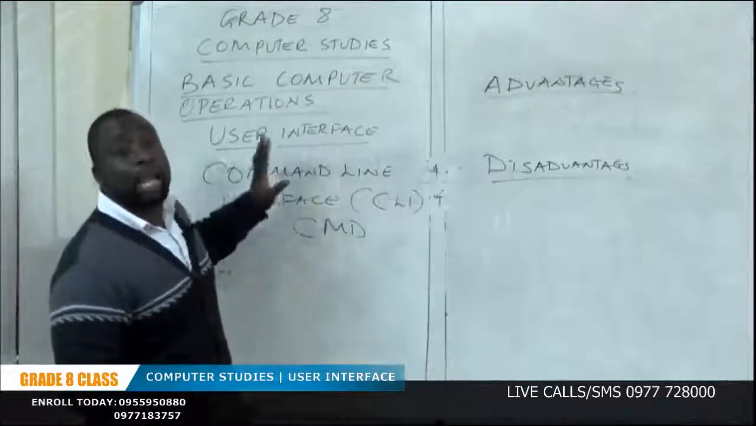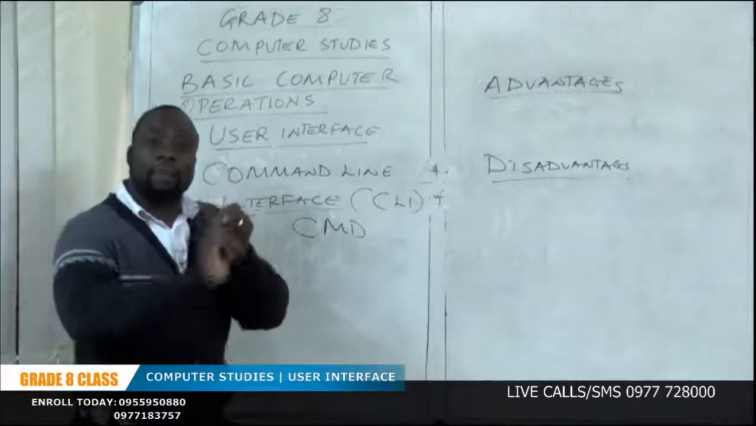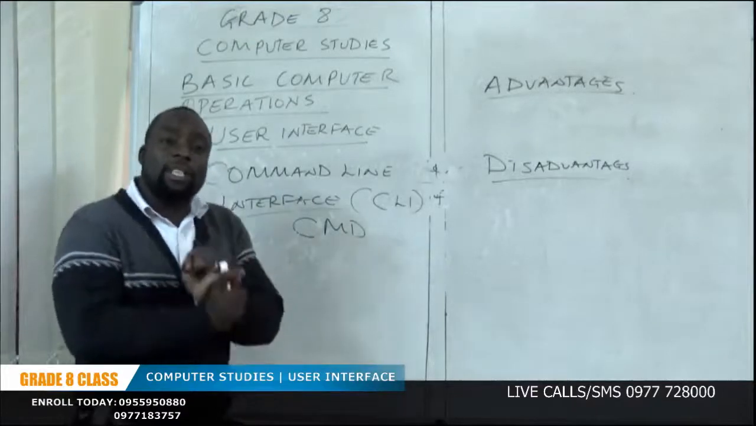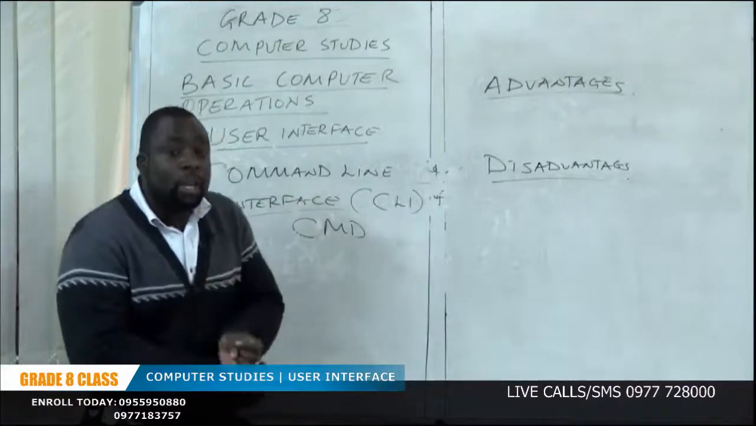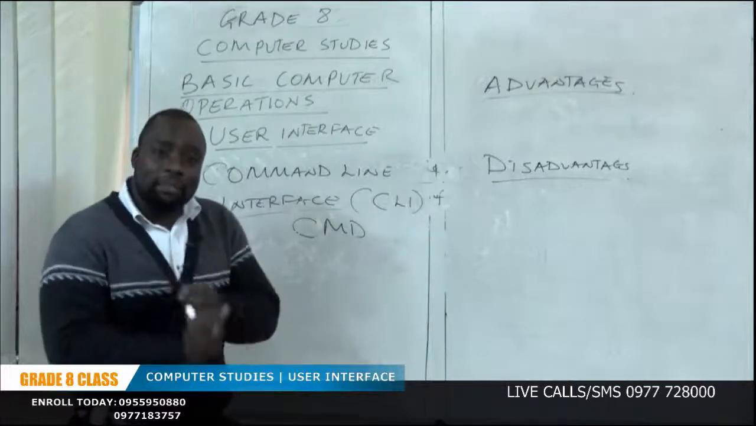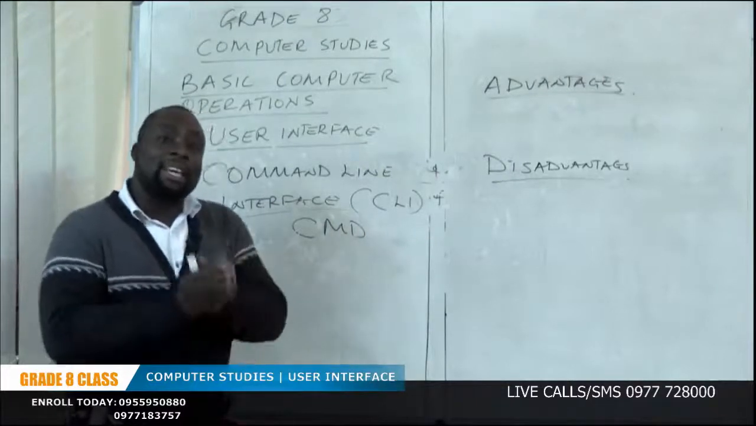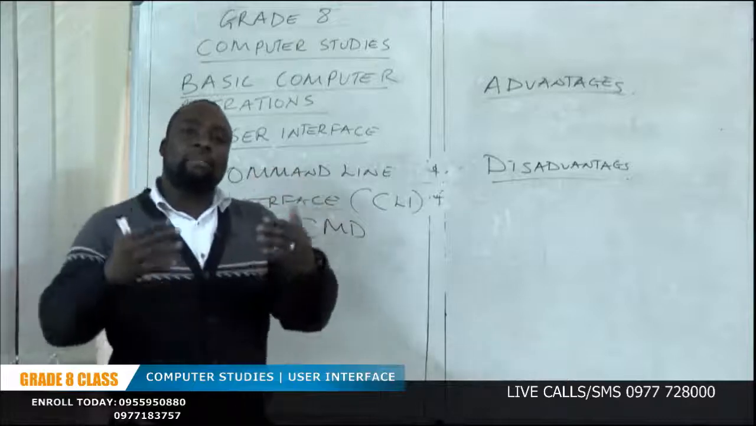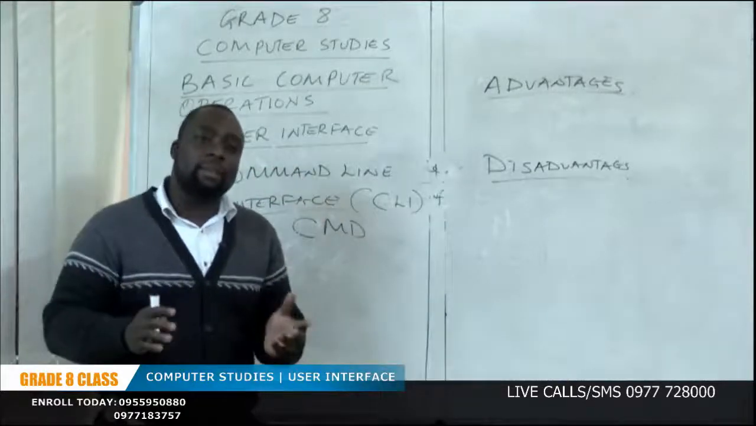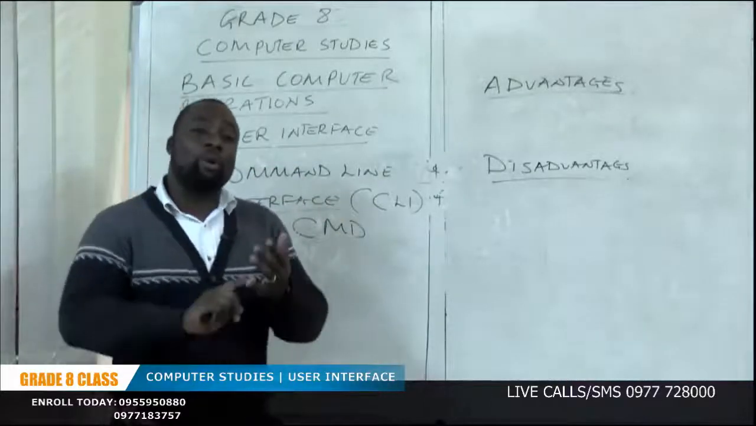So we have looked at two types of user interface. We have the graphical user interface, which is abbreviated as GUI, or the command line interface, which is also abbreviated as CLI. So these user interfaces are part of the operating system that normally comes either on Windows.